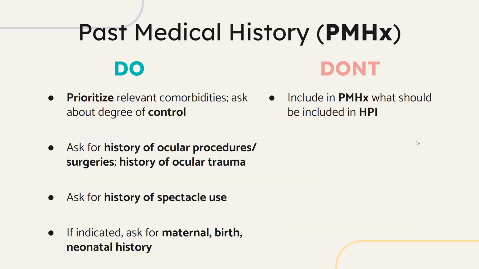So sa past medical history naman, what you need to do is prioritize yung mga relevant comorbidities. So which includes yung diabetes and hypertension in the field of ophthalmology. And then aside from that, you also need to ask about the degree of control. So di lang sapat na tinanong mo kung may diabetes ba or hypertension. You also need to know if nag-take ba sila ng medications for that, maintenance medications, and how often nila nakikita yung doctor nila for that.